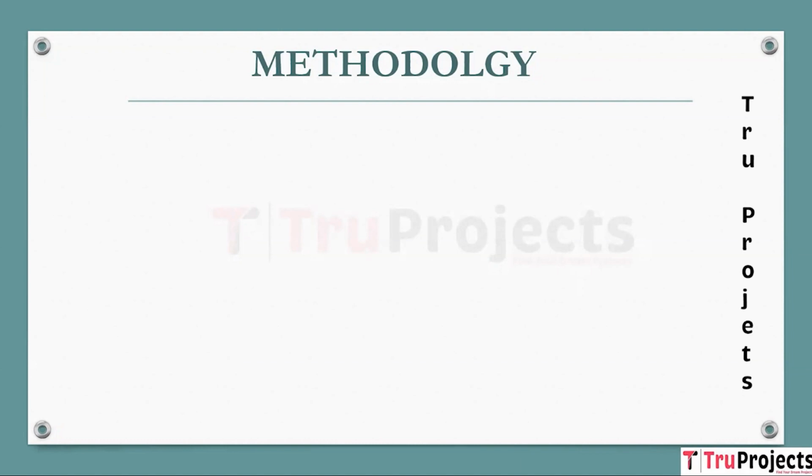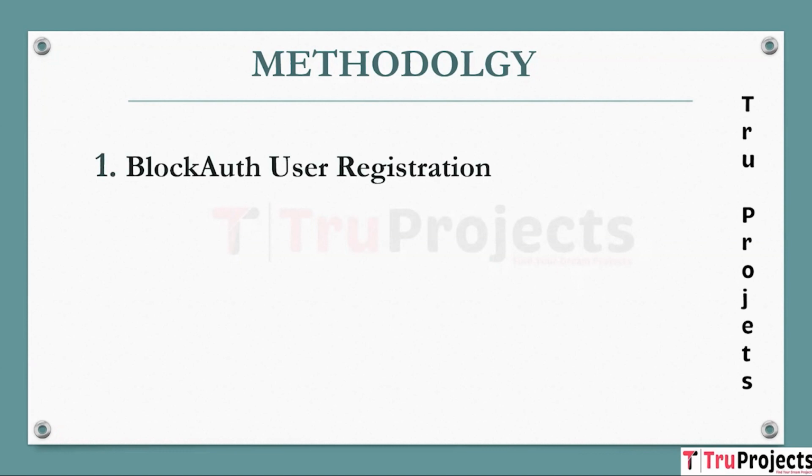For implementing this project, we have designed a few modules in the methodology. The first one is Block Auth user registration. Using this module, the user can enter sign-up details, and then the Django IoT server will accept all these details, encrypt the data using the ECC algorithm, and then generate a hash code. After that, the blockchain's set authentication function stores the user sign-up details. For each user sign-up data, the blockchain will generate a certificate and save it as a block.